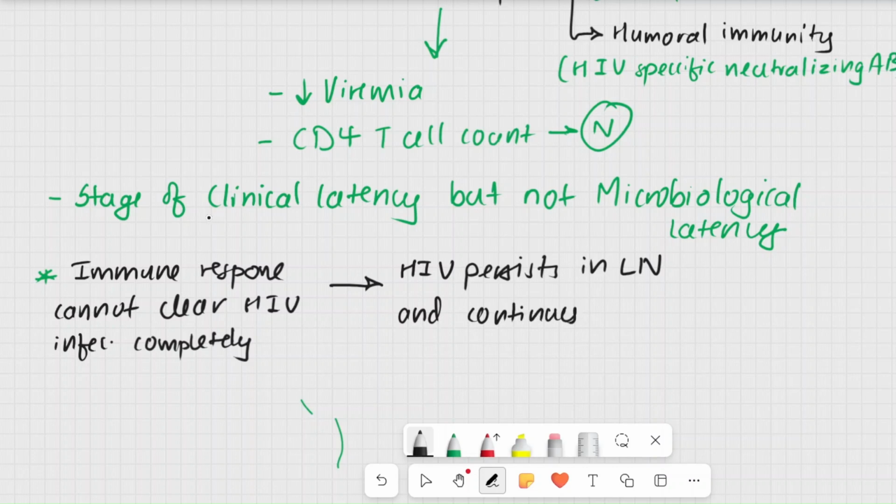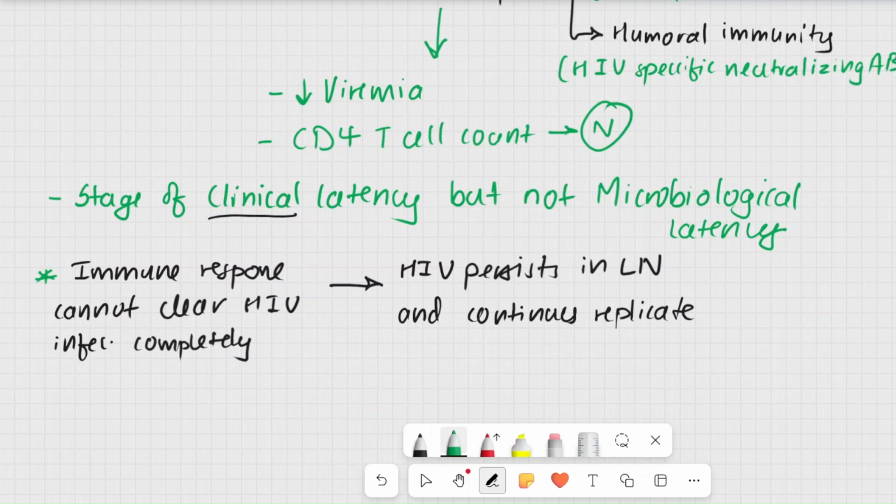So see, clinically the patient is becoming asymptomatic because the immune system has come into the picture, but microbiologically the virus is still persisting in the lymph node and it is continuing to replicate. It continues to replicate, guys, at a higher level. Replication will continue. That is the meaning of this statement, that it is a state of clinical latency but not microbiological latency, because the virus is still there, it is still replicating. The only thing is that it is not able to manifest any symptoms, guys. That is the reason this stage is a stage of clinical latency and not a stage of microbiological latency, guys.